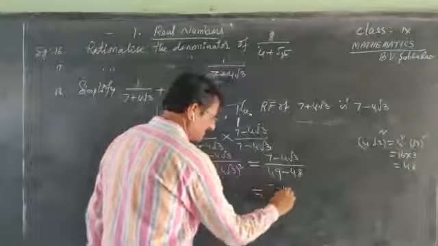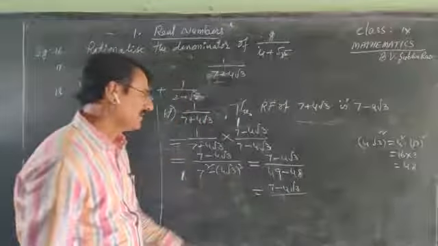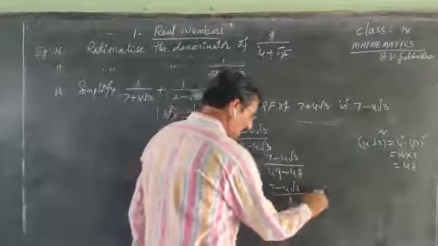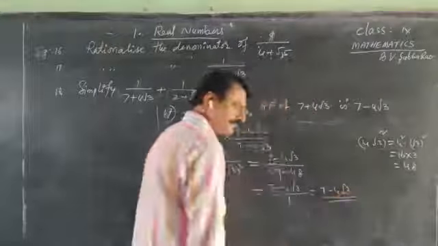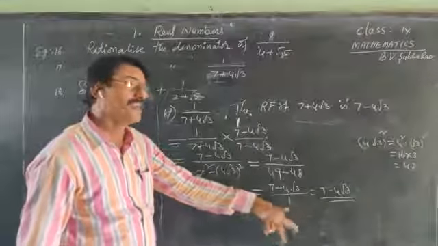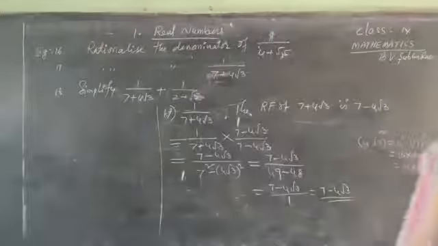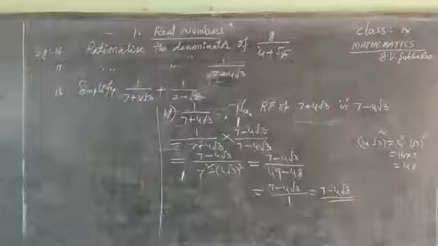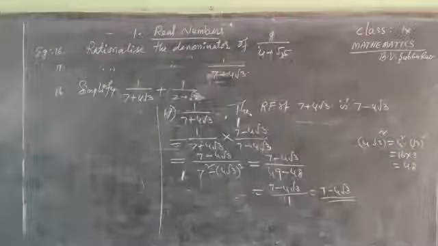Then 7 minus 4 root 3 by 49 minus 48, which equals 1. So we can write 7 minus 4 root 3. Now you observe the denominator, we changed it into a rational number. So we rationalized it. This is the process of rationalizing the denominator. Now go to the next example, 18.